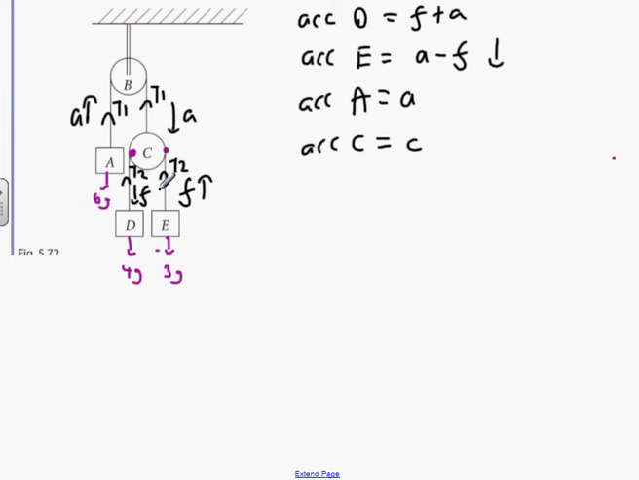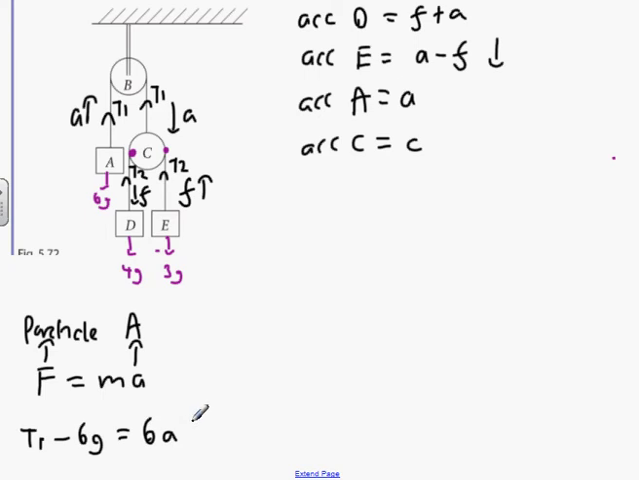Now let's start off with equations. Let's start off with particle A. So lads, what's the formula for particle A? Can anybody tell me? Now remember, it's F equals ma, and we're assuming that A is on its way up. Any ideas? Okay, nearly. T1 minus 6g equals 6a. Everybody cool with that?